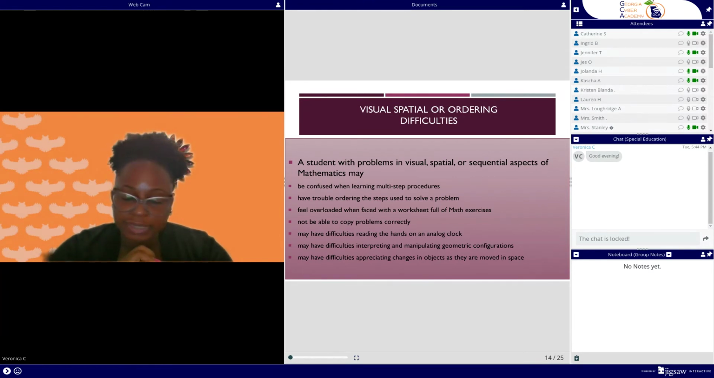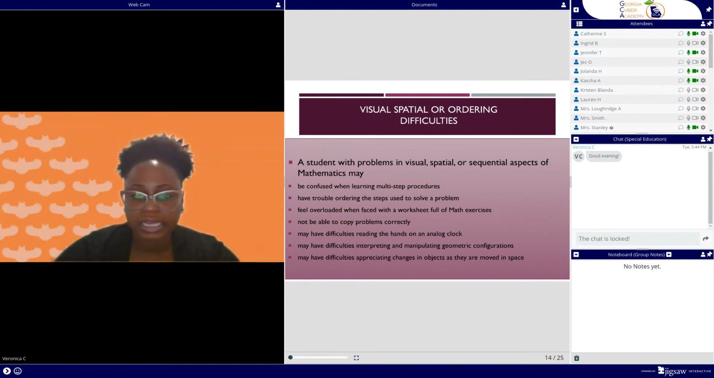Visual, spatial, or ordering difficulties can look like being confused with multi-step procedures, trouble ordering steps to solve a problem, and feeling overloaded when faced with a worksheet full of math exercises. They can't copy problems correctly. They have a difficult time reading analog clocks. They have difficulties interpreting and manipulating geometric configurations, and they can have difficulty appreciating the changes in objects as they're moved in space. So that may look more like geometry.